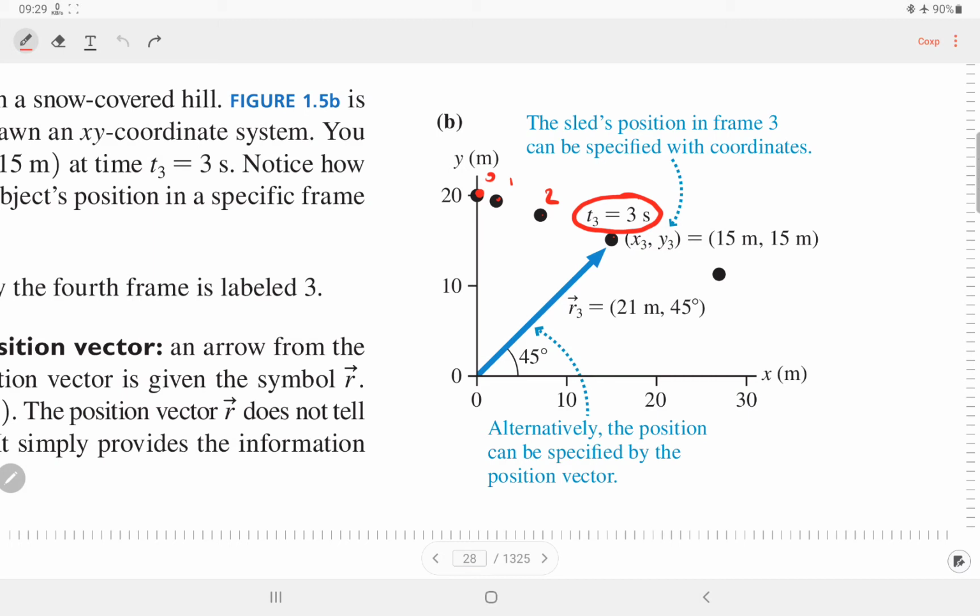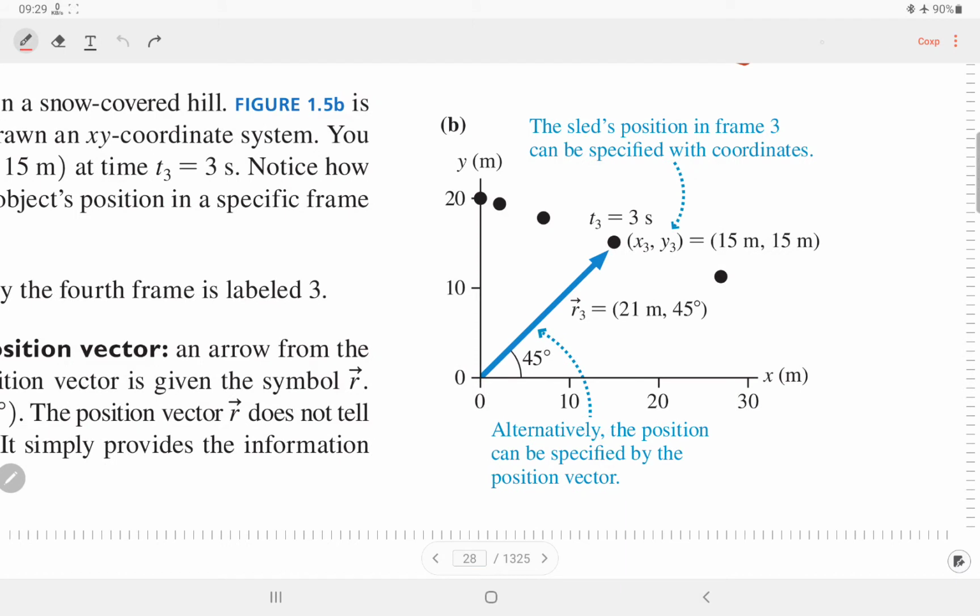So position is an arrow which is connecting origin of the coordinate and the point that we are considering. For example, this one. And you should remember that position is a vector quantity. In previous lesson we explained the difference between scalar and the vector. So position is a vector, as you see, direction is given with arrow. This is a vector, and let's call it R3.